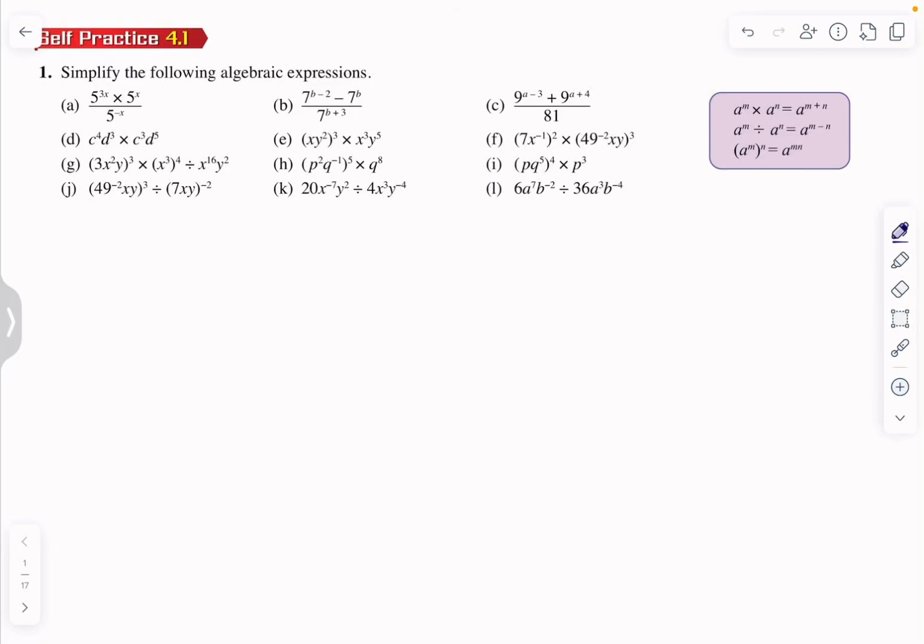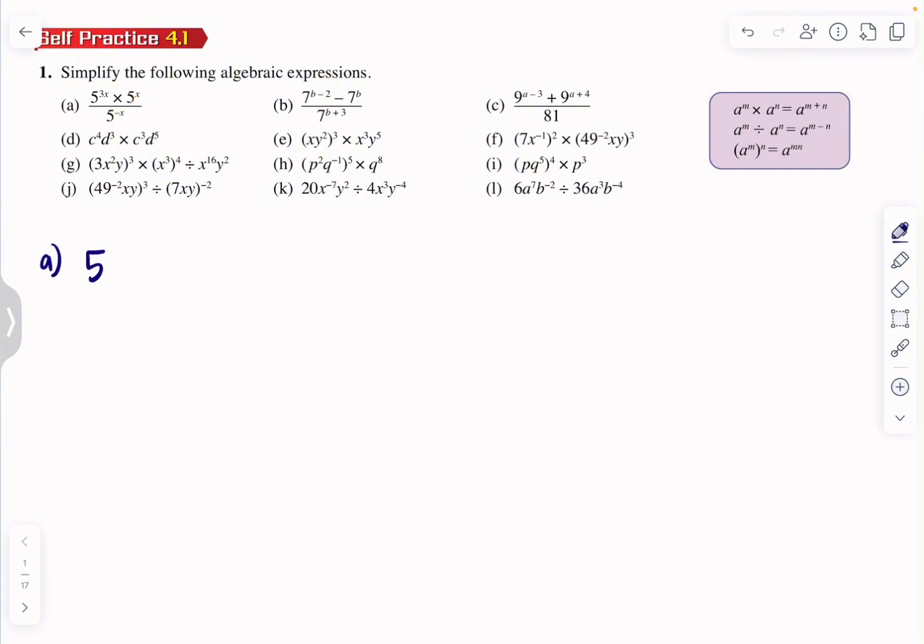Self-practice 4.1, question 1. Simplify the following algebraic expressions. Right, so these will be the laws of indices. We have to use these to simplify. Let's look at A. Here we have all in the same base 5. So for the powers, if times, you have to plus the power. If divide, we have to minus the power.